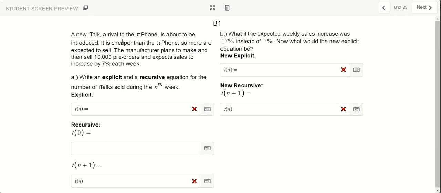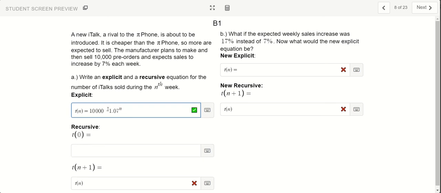Here we have a different type of phone, the iTalk. It's going to be a competitor to the Pi phone. They're selling 10,000 pre-orders, so that's before week 1, and then they're expected to increase by 7% each week. So I'm starting off with 10,000. If I sell everything from before, plus I'm adding an extra 7%, that'll be 107%. I need to change that to a decimal, so that's 1.07. That's 100% plus an extra 7% each round. Since it's repeatedly multiplying, I can use an exponent to show that I'm multiplying by 1.07 over and over again. So that's going to be my equation.